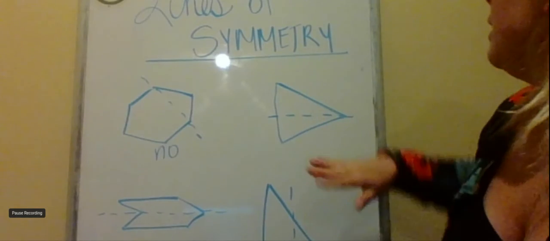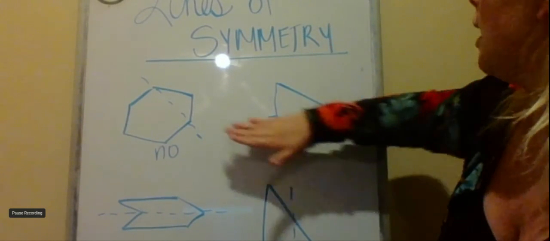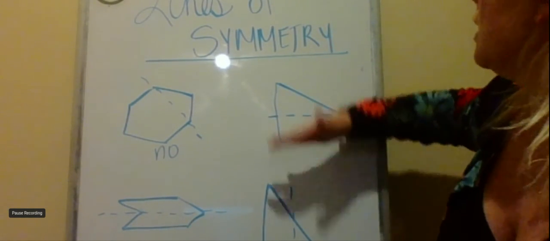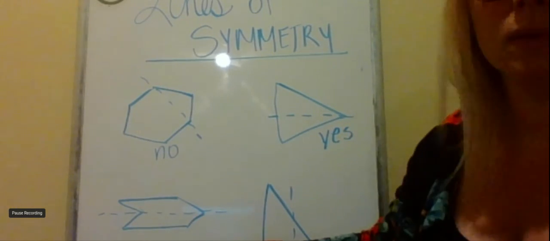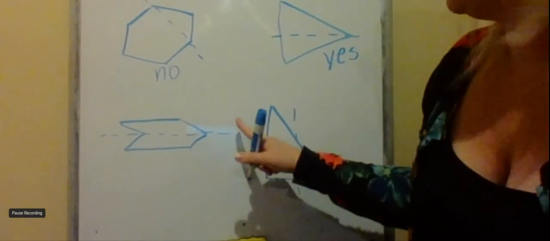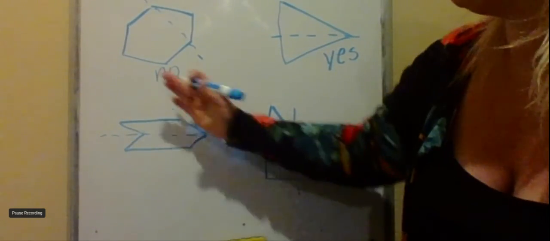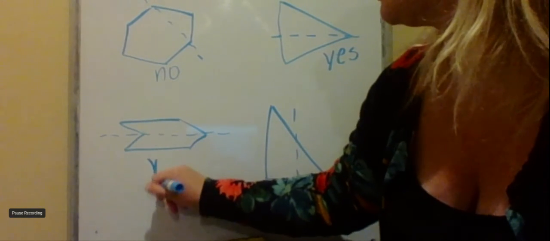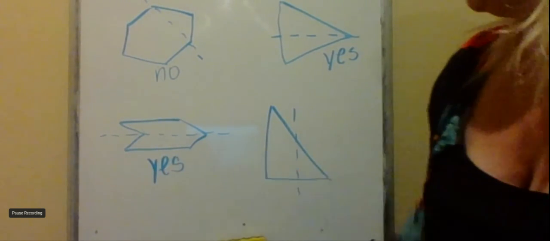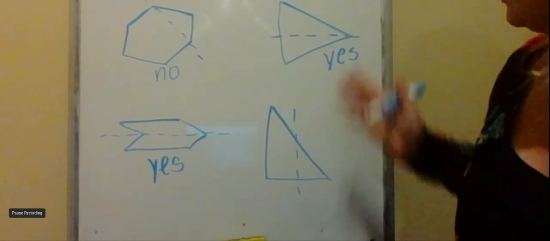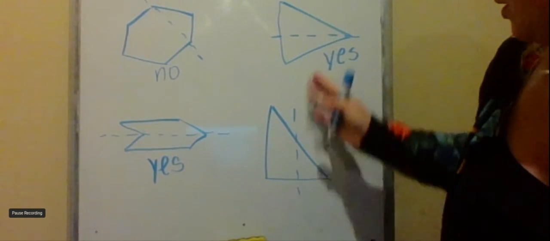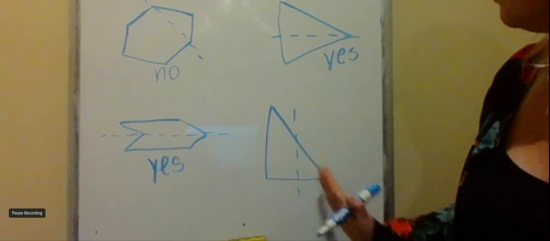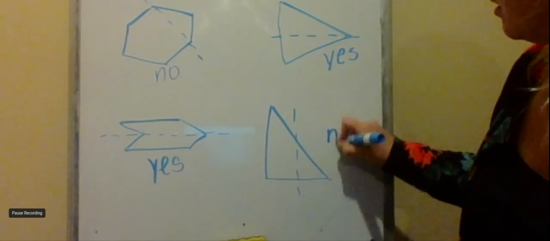This one, if I folded it over, is cut horizontally, it would be the same. So yes. This one here, it is also horizontal. If I folded it, it would be the same on both sides. So yes, it has lines of symmetry. And then this one, if it would be on the fold, it would be vertical. And do these both have the same? No.